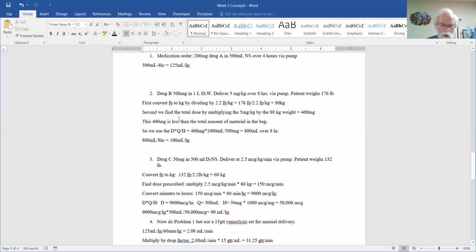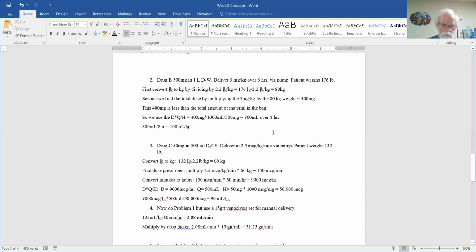Okay. So we know that this patient's going to receive this 800 milliliters, but we're told that it's going to happen over 8 hours. So we just calculate it that way.